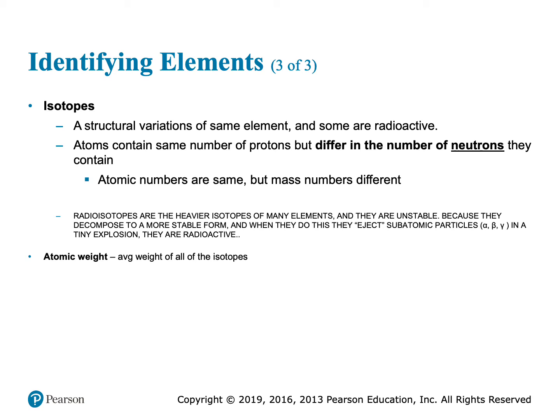Sometimes we're going to have in life an isotope of something. It's the same element. So if I say that hydrogen has an isotope, it's still hydrogen. It's just got something a little different about it. Carbon dating is using an isotope of carbon. So what's an isotope?